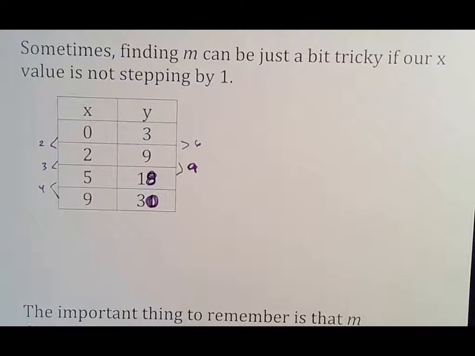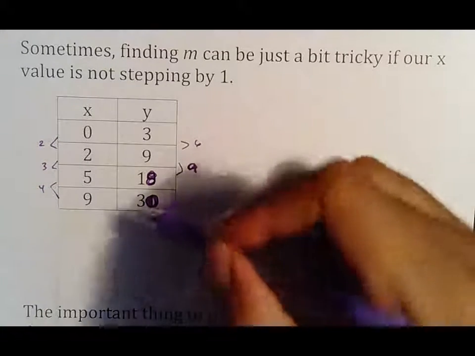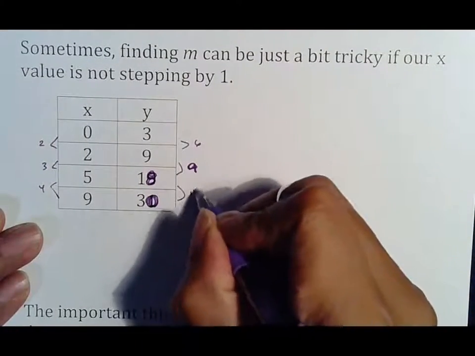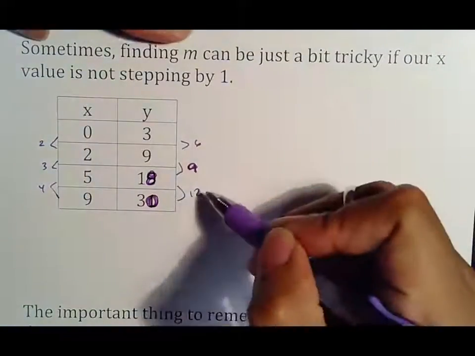Look at that magic. It should be an 18 in that box. Should be a 30 in this box. But other than that, 18 minus 9 is 9. 30 minus 18 is 12. So it looks like this is not linear.